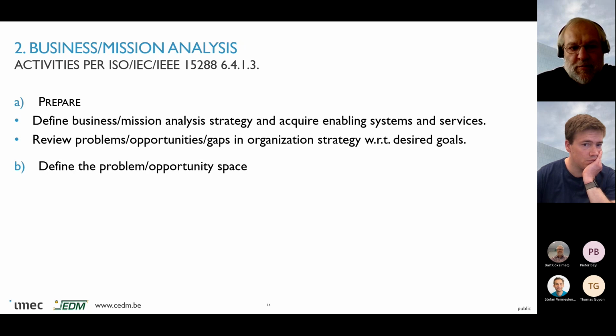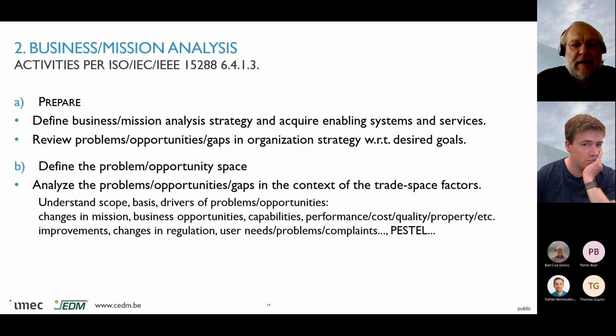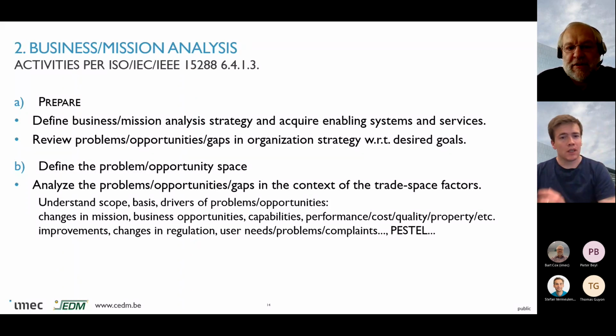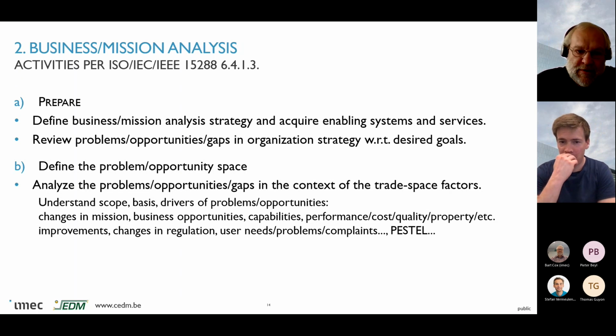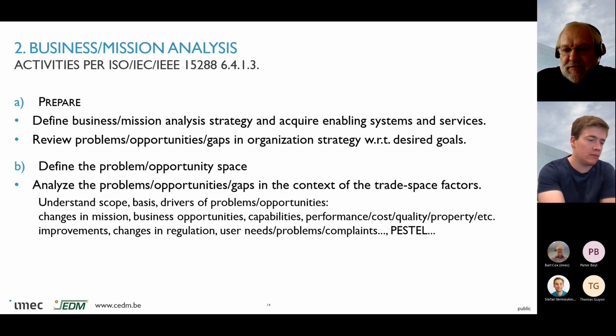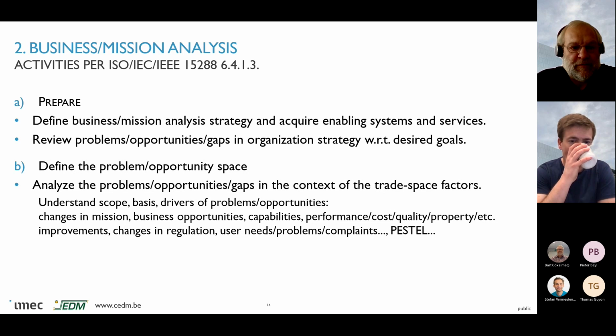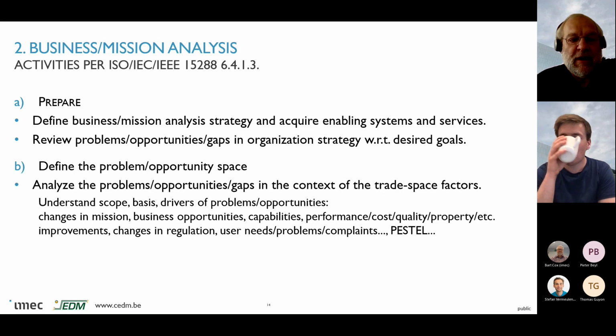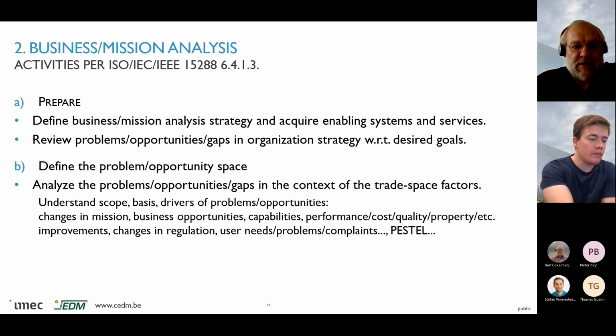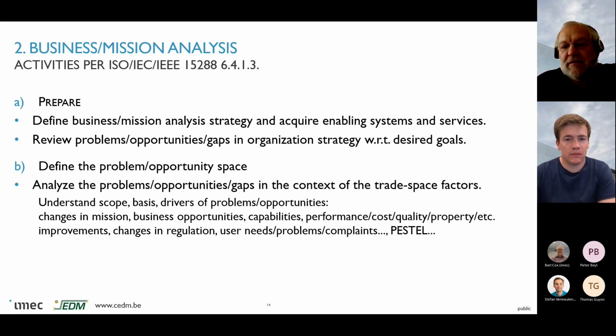That starts with the definition of the problem and opportunities space, which includes the analysis of these problems in the context of so-called trade space factors. And trade space factors are everything that is relevant for this business analysis. That can be internal aspects like the changes in mission of the company, but also external, obviously, like business opportunities or improvements required by customers, but also the environment, the changes in regulations. PESTEL, and Thomas will explain what that is.